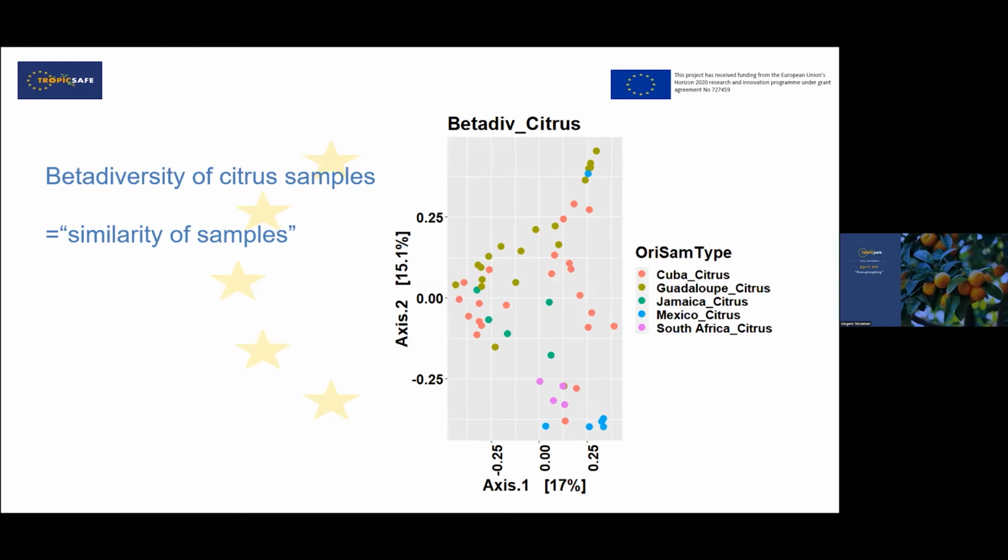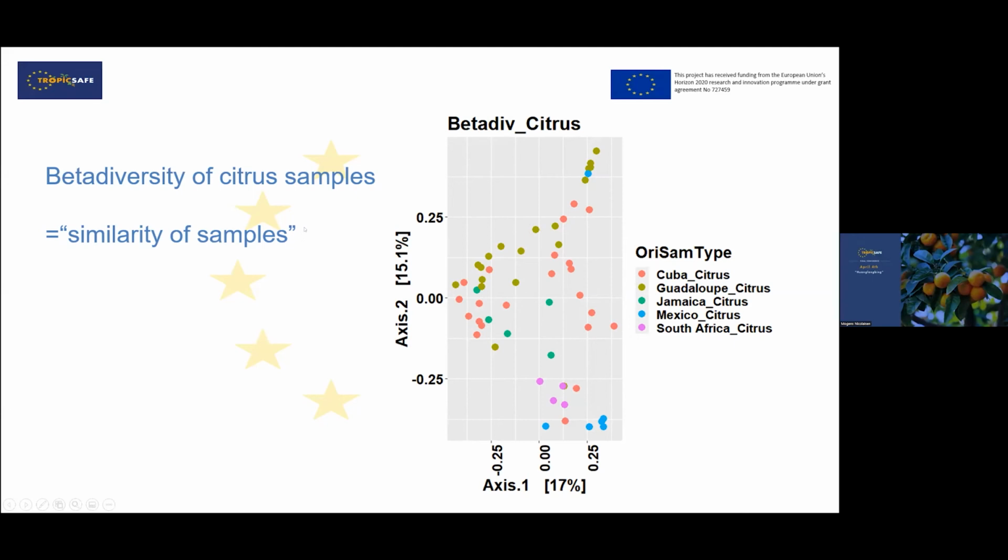So we also looked at what we call the beta diversity of the citrus samples. That is the similarity of the bacterial communities within the samples, meaning that if we have one citrus sample, it might be represented in one of the dots over here. That might be one citrus sample.